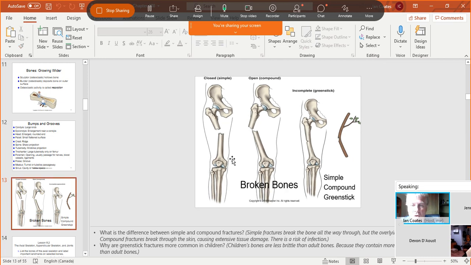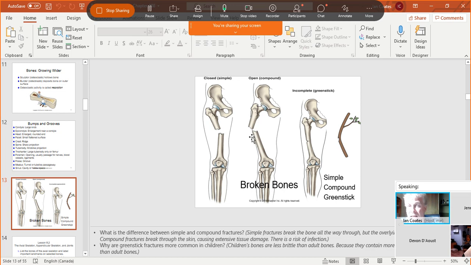Breaking a bone, there's a couple more than these, but this is all I'm really looking for here. You've got a closed or a simple break. Okay. This is a bad one, a compound. This is where the bone breaks the skin.